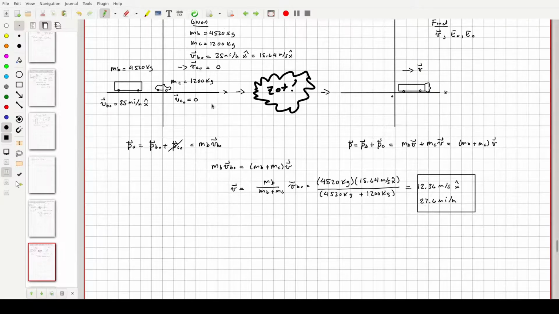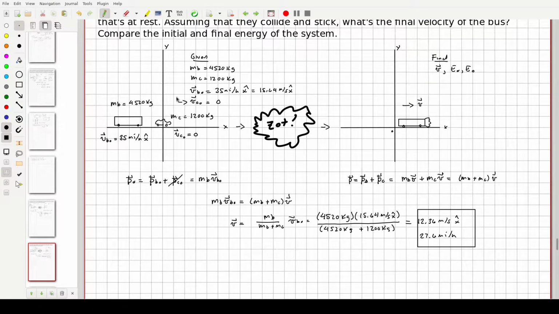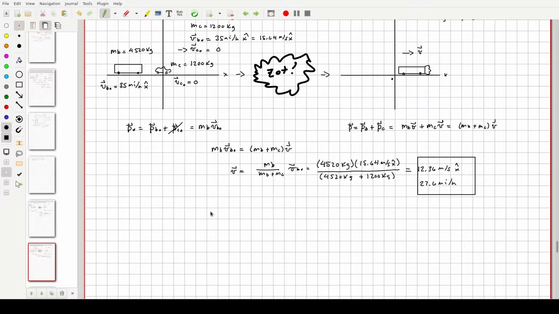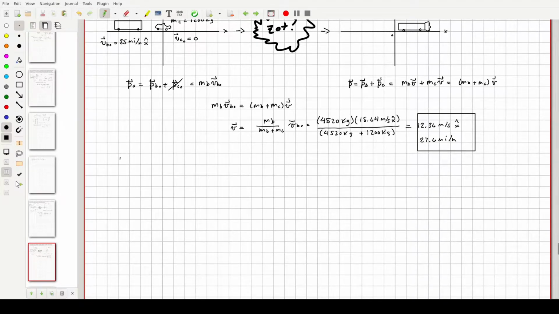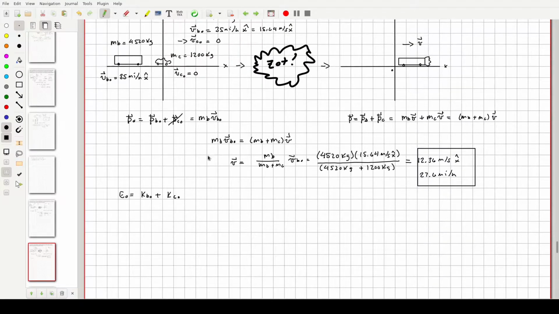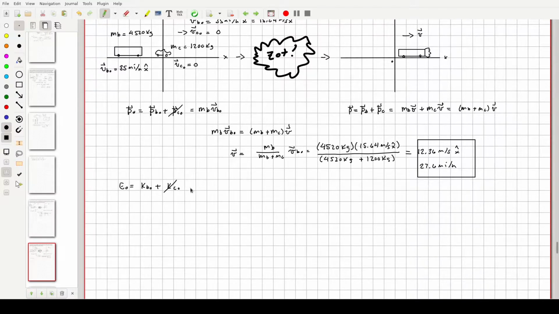Now let's take a look at the energy. In the absence of external forces, the only energy that we have present is energy that's in motion. Before the collision, there's just motion. After the collision, there's just motion. So your initial energy would be the bus's initial kinetic energy plus the car's initial kinetic energy. But the car is not moving, so it has no kinetic energy. So it's just the bus's initial kinetic energy, which is 1/2 the mass of the bus times the initial velocity of the bus squared.